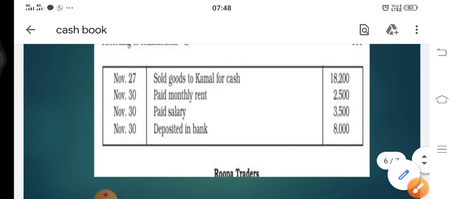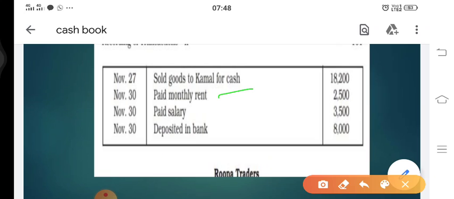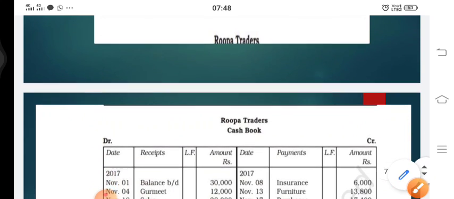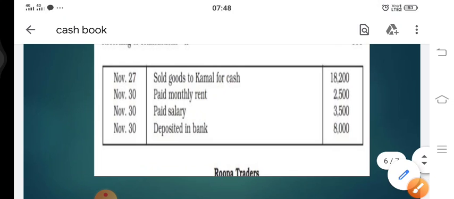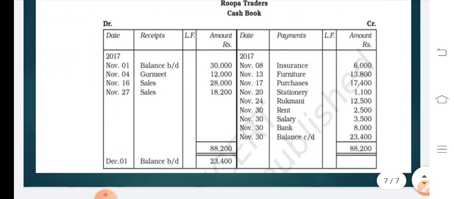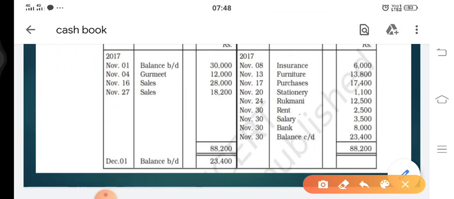Next we have is sold goods to Kamal for cash. Here also we have sold goods to Kamal but for cash. So the name does not make any sense since we have received cash. So we'll go to cash book debit side and we'll write here to sales 18,200. Next we have is paid monthly rent. Now since we paid rent, cash is going out, we'll go to cash book and here on the credit side we'll write by rent 2,500.